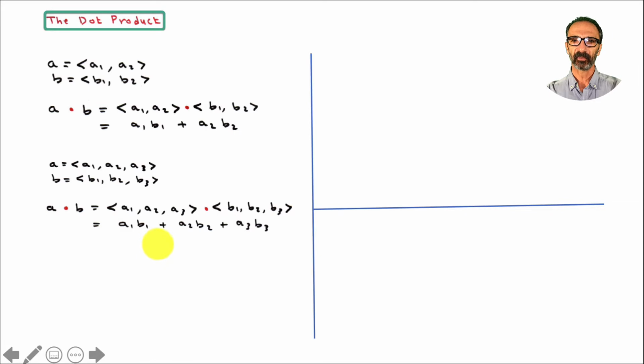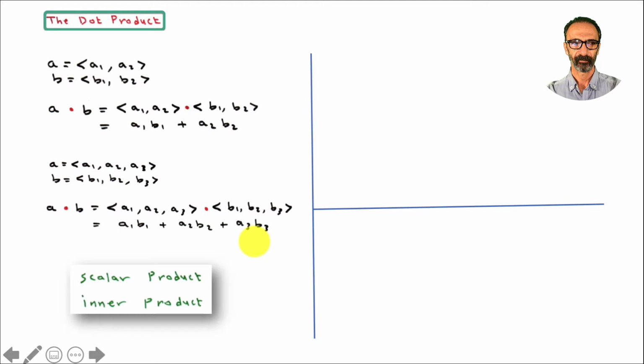We call the dot product a scalar product to distinguish between it and the cross product, and sometimes it's called inner product. So the dot product or the inner product are the same.